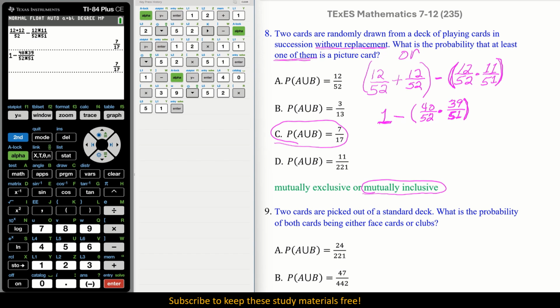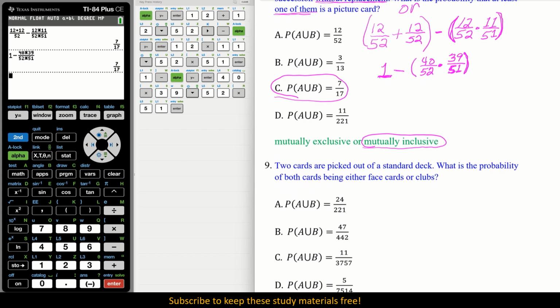You can answer the question, or you could look for the complement of the question and subtract it out of the 100% probability. Remember, our probabilities all added together always have to equal 1. All right, let's look at number 9.